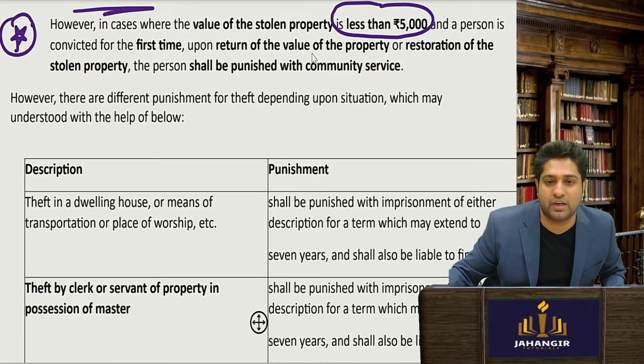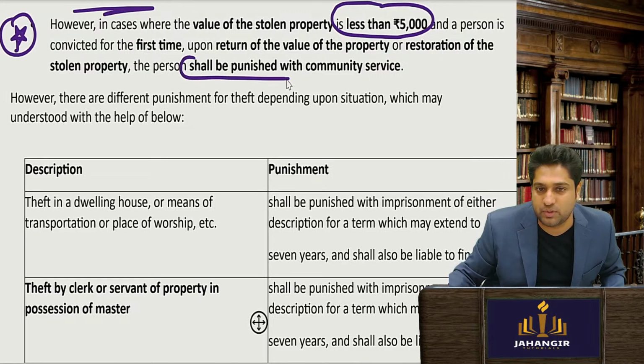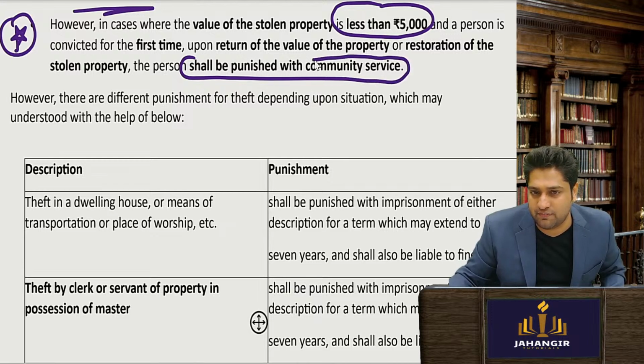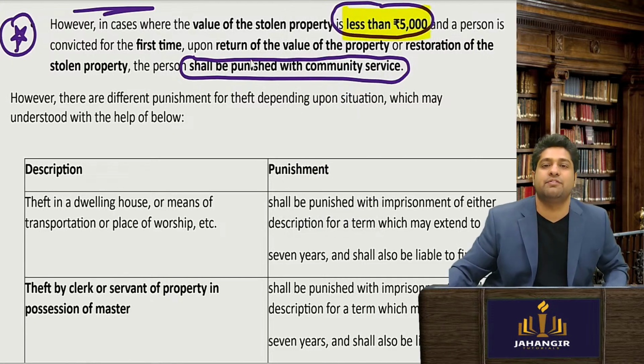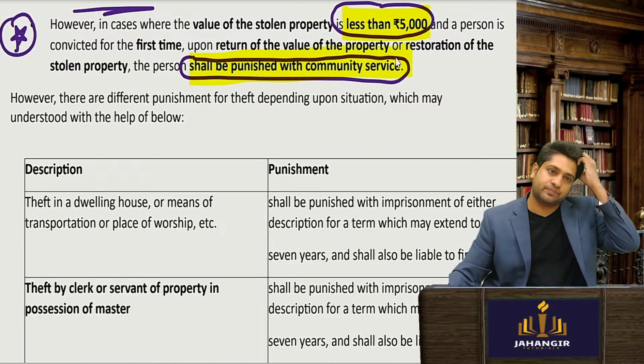then they won't give jail or imprisonment, all that. We'll give them community service. Shall be punished with community service. So very, very, very important: the threshold is less than 5,000, then you get community service.